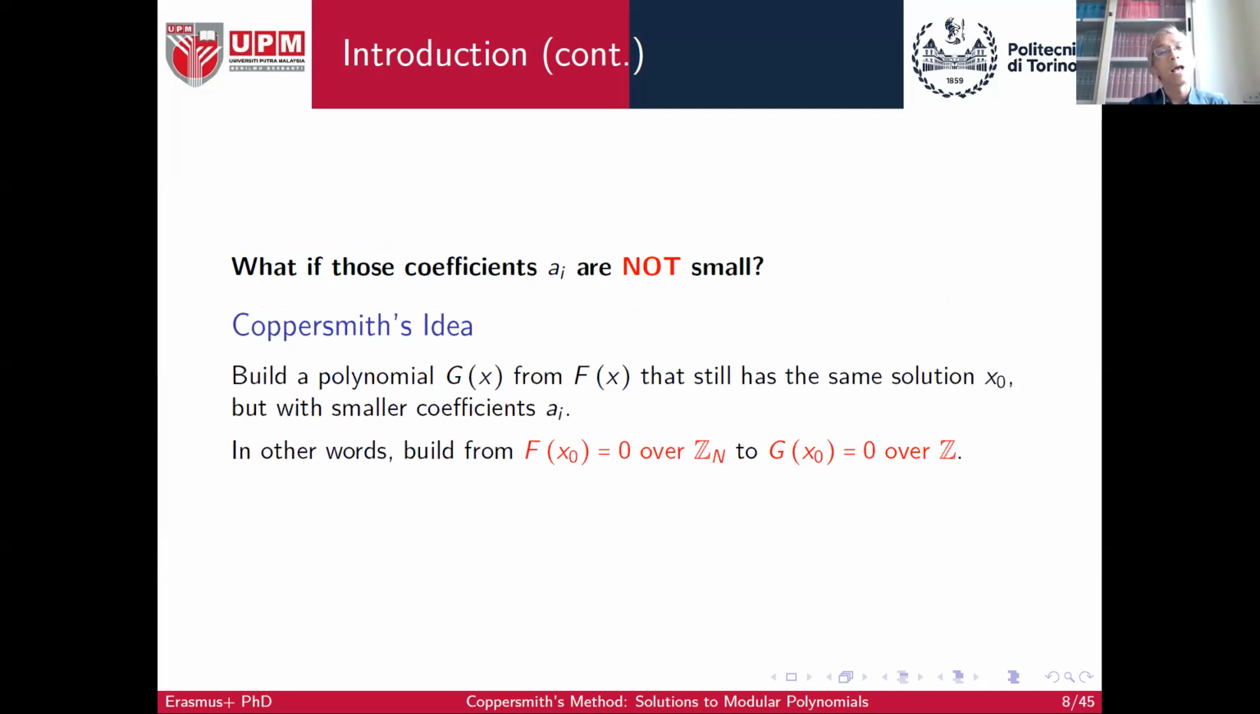Now, Coppersmith has an idea to deal with it. If the coefficients of the modular function are not small, then we can build another polynomial g(x) from the original f(x) that still has the same root to the equation, but with smaller coefficients a_i. So in other words, from the original f(x), we build g(x), but still retain the same solution. So this is what Coppersmith's idea is.